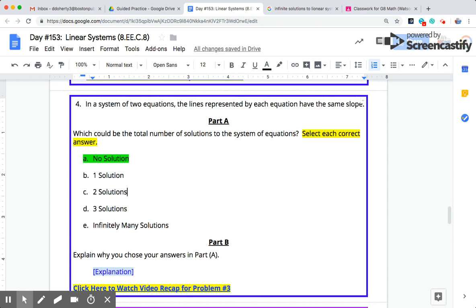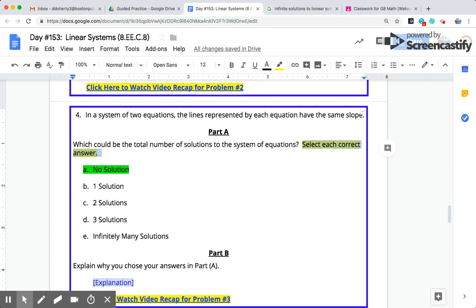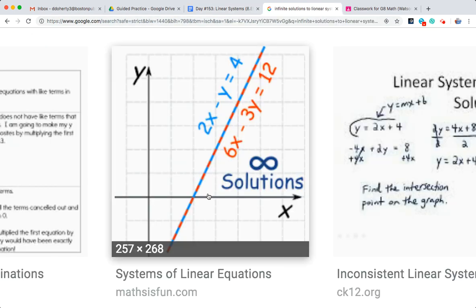We need to think about a second possibility because there needs to be at least two correct answers here when they say select each correct answer. And the key thing you need to understand is parallel lines are two possibilities. They could be, parallel lines could be the result of the same slope. But the same slope could also be talking about some system that has infinitely many solutions.